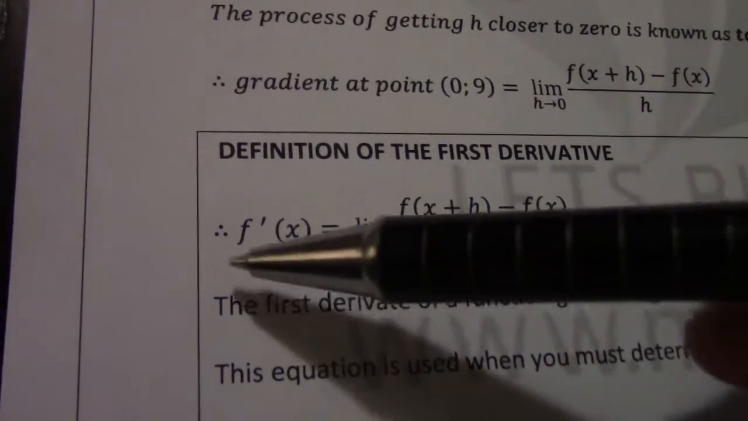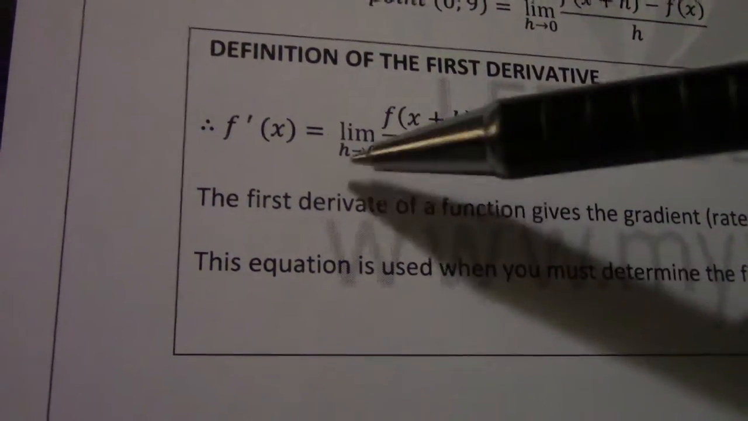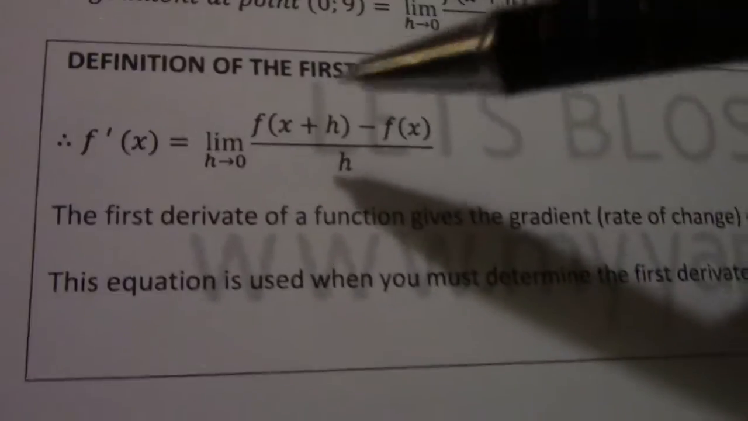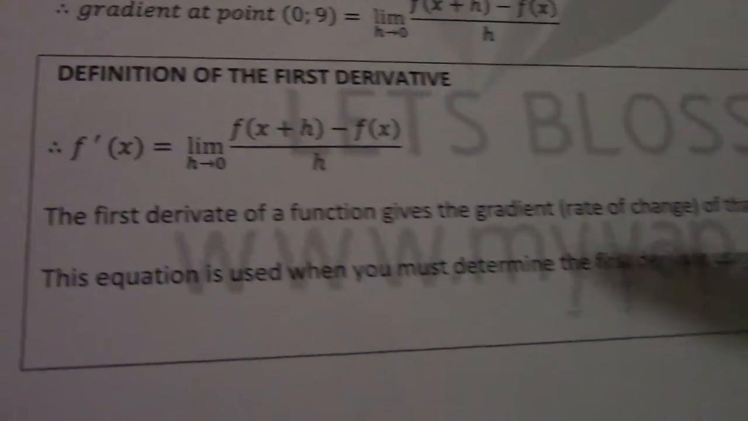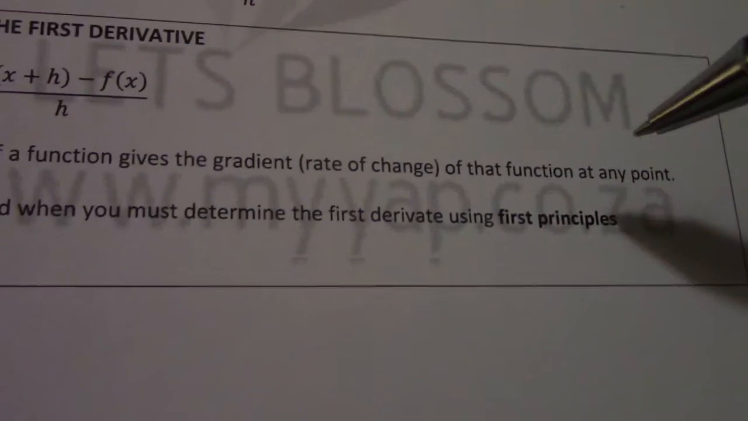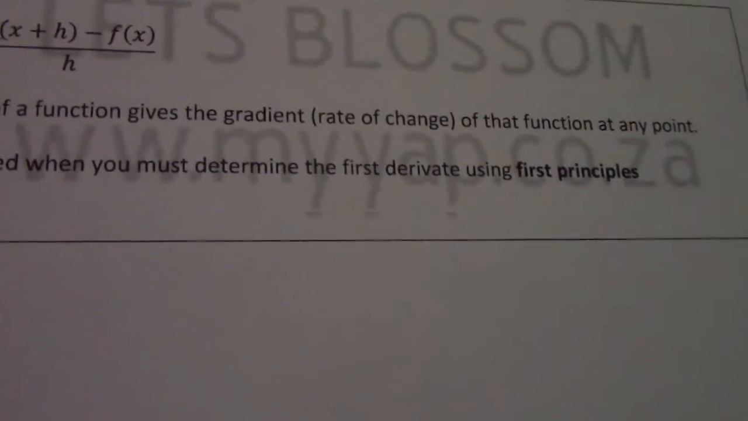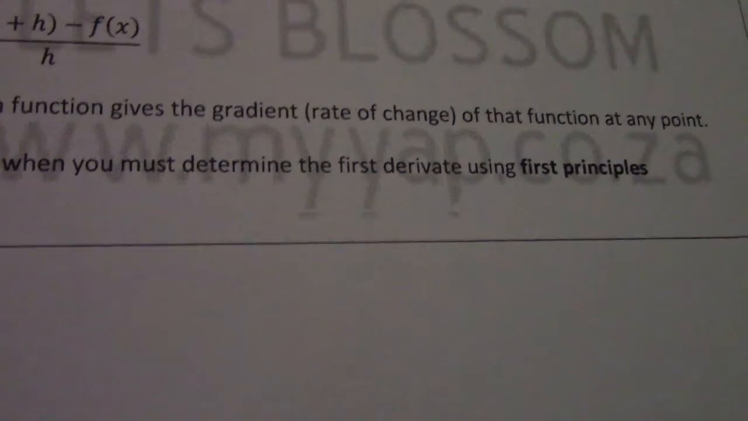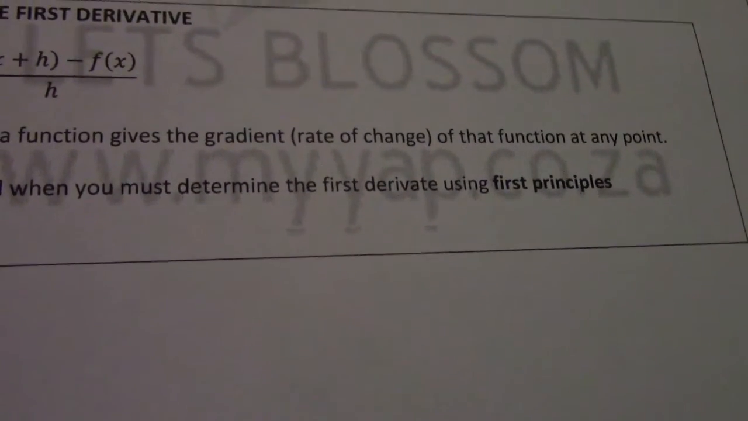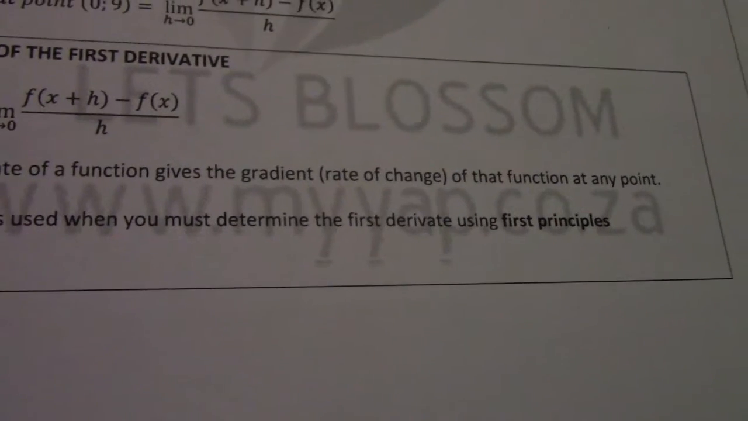Yeah, it's just first notation, f dash x, or first derivative of x, equals the limit as h tends to 0. Remember, it's the process of moving something towards 0. f(x plus h) minus f(x) over h. The first derivative of a function is the gradient, the rate of change of that function at any point on a curved graph. Right? This equation will also be used when we have to find the first derivative using first principles. So first principles is effectively your first exam question under differential calculus, and in the next lesson or lessons that follow we will look at first principles.